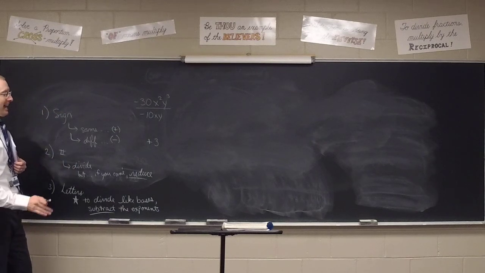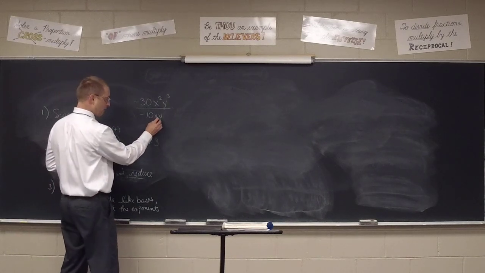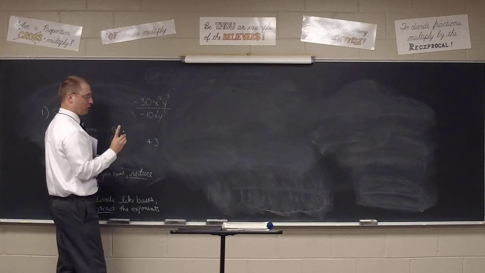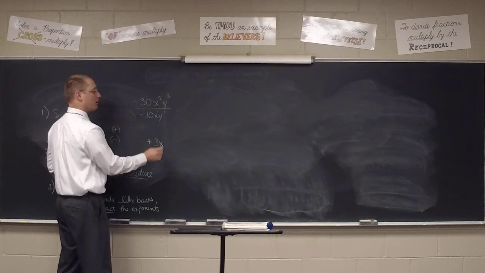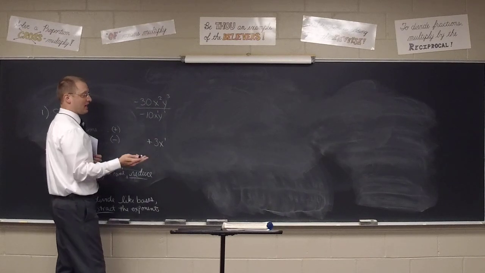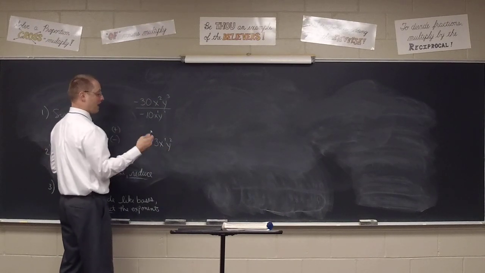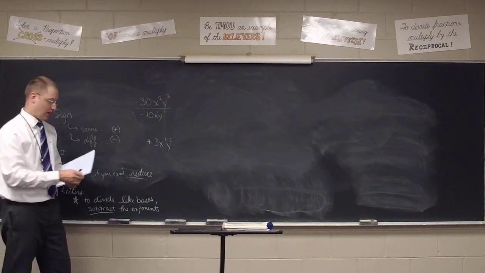Then when I subtract the exponents, remember the x and y have what powers right now here? Ones. So when I subtract the exponents of the x, I end up with x to the first. When I subtract the exponents of the y, I get y to the second, or y squared. Make sense? Sign, number, letter.